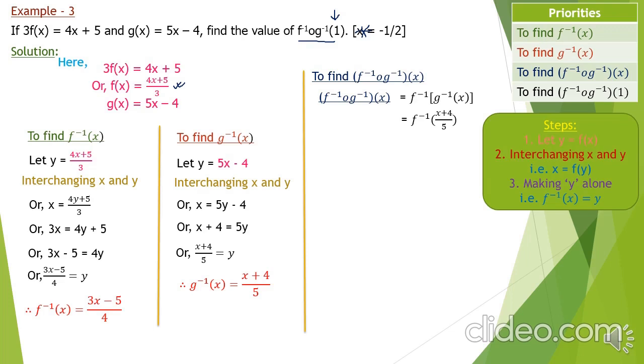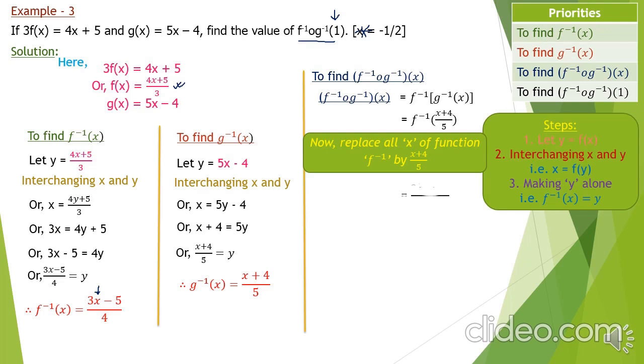So the input takes the position of the input variable. Our input variable is x, right here you can see that. Now replace all x of the function F inverse by (x plus 4) by 5. So let's move forward and replace it. See here that this x will be replaced by (x plus 4) by 5 minus 5.